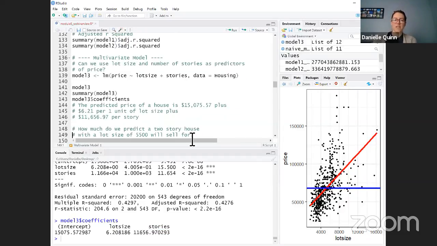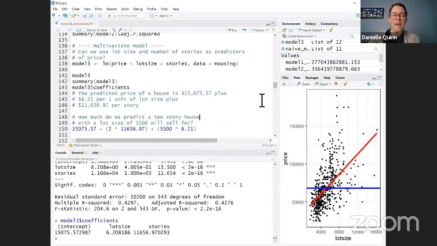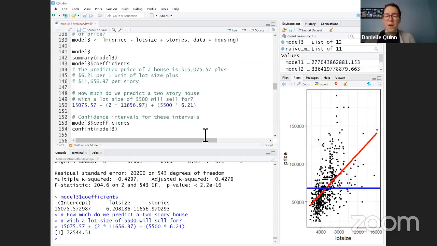So we could use that to make predictions. We could say, without using predict, just using the formula and the numbers themselves, if we have a 2-story house with a lot size of 5,500, how much do we think that would sell for based on this model? So it is going to be our intercept, 15,000, plus 2 stories times 11,600 per story, plus a lot size of 5,500 times about $6.21 per unit of lot size. So we would think that that house should probably sell for about $72,500.